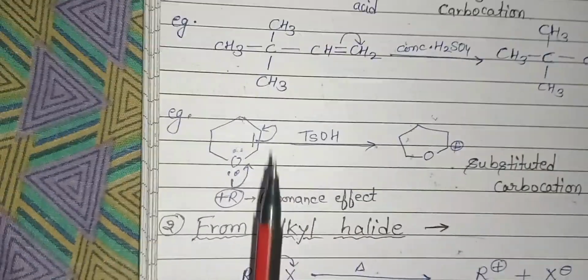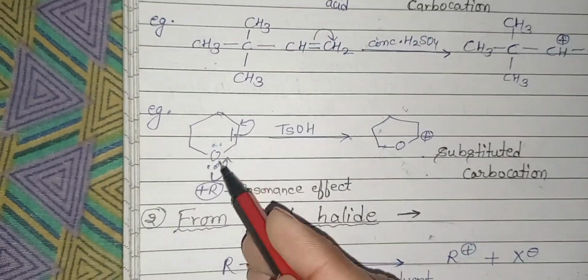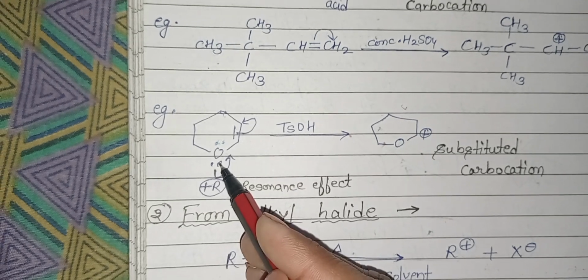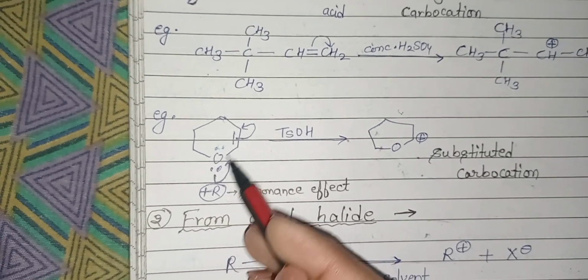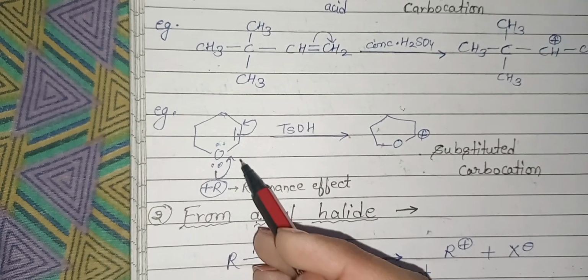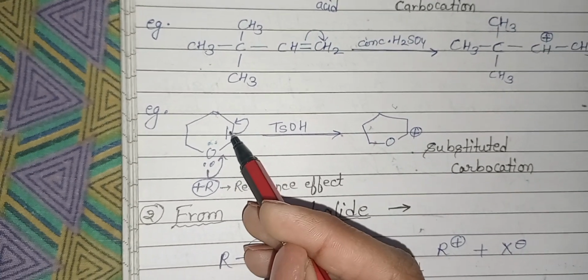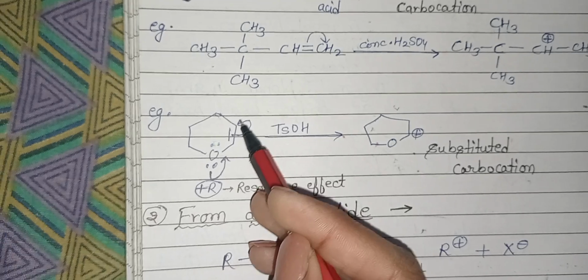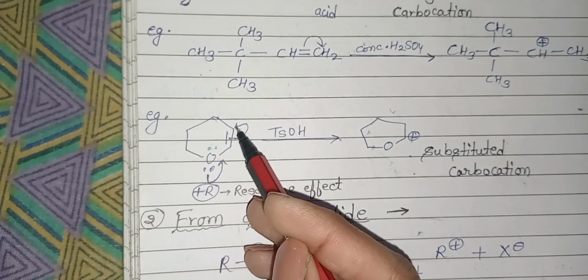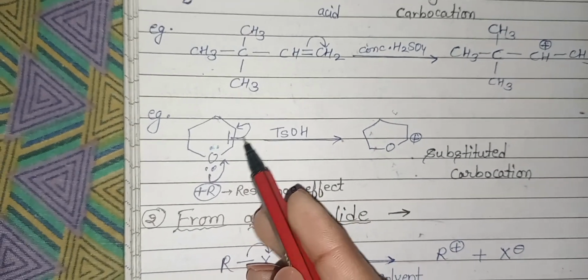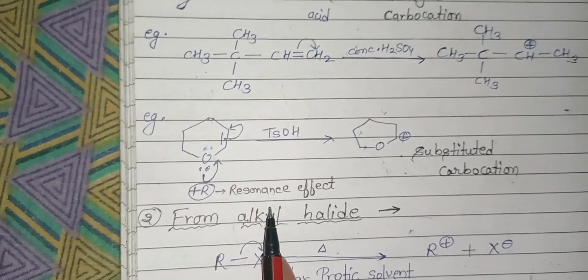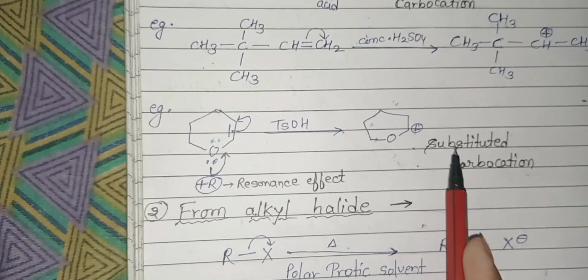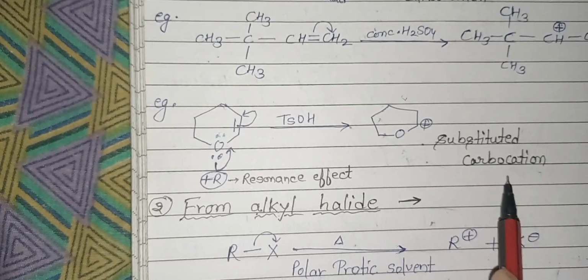Next, here this lone pair is in conjugation with this double bond. So this lone pair migrates here, and this double bond migrates here, and we get the carbocation. This is called a substituted carbocation.